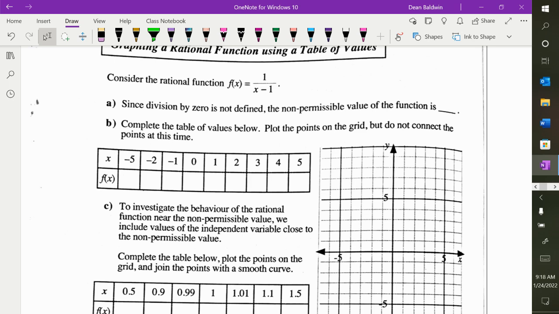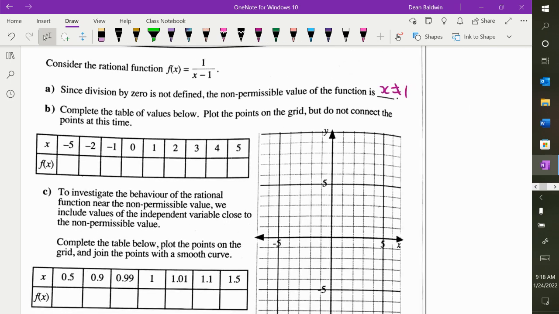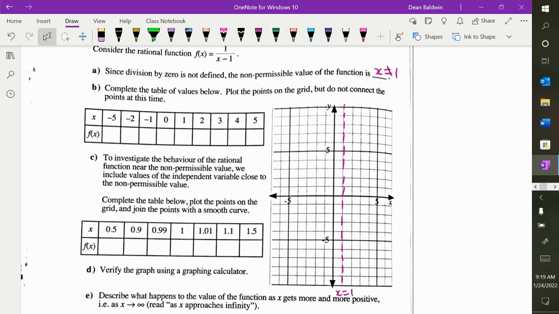Here's our function, 1 over x minus 1. What is the discontinuity or the non-permissible value? What can x not be? 1. X cannot be 1. So we know at 1, we're going to have a vertical asymptote. I'll tell you later on how to distinguish if it's a point of discontinuity or a vertical asymptote. But right now, at x equal to 1, those are bad. You cannot put 1 in there because the whole thing blows up. You get 1 over 0. What we want to do is see what happens when we get closer to 1.